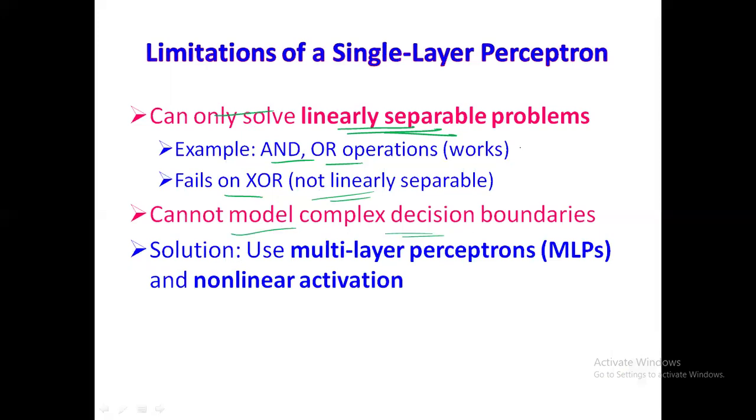The solution to overcome these limitations is the multi-layer perceptron, that means MLP, which is nonlinear. Instead of the step function or some other functions, we are going to use nonlinear activation functions to find the output. So I hope everyone understood the basic concepts of the perceptron. The next lecture will briefly discuss the multi-layer perceptron.